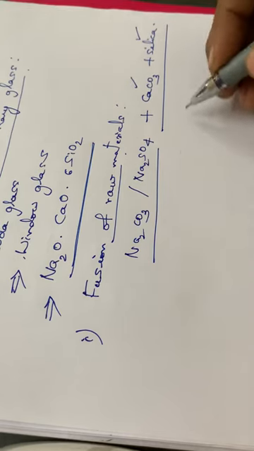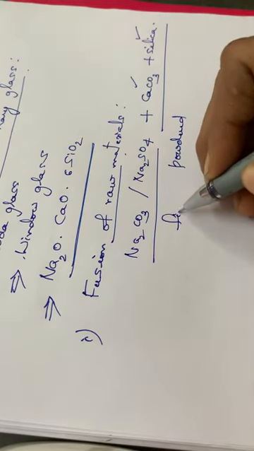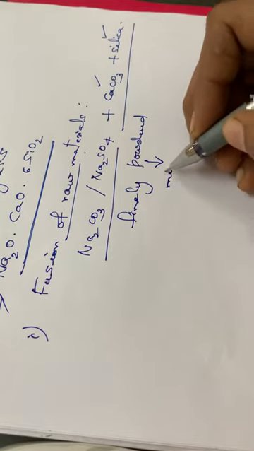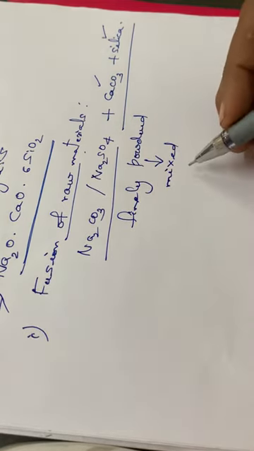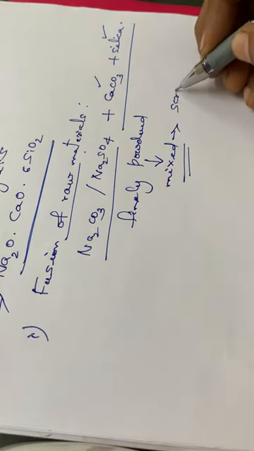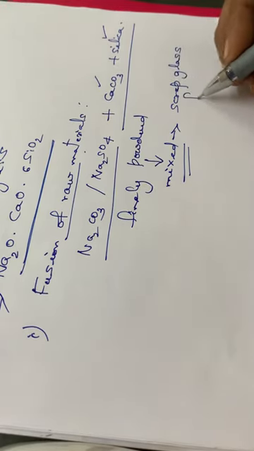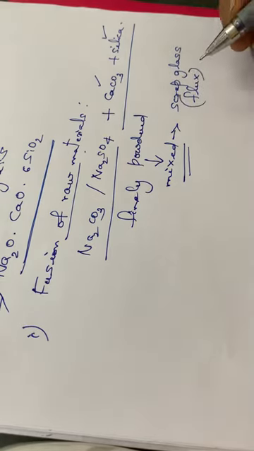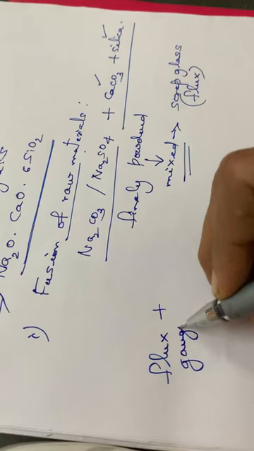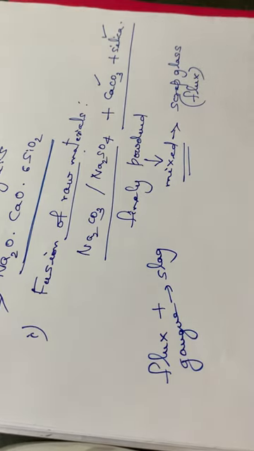These raw materials are finely powdered and then mixed with one another. After mixing properly, it is mixed with a small amount of scrap glass, and this scrap glass will act as a flux. Normally, flux plus gangue gives slag. So here this scrap glass acts as the flux.